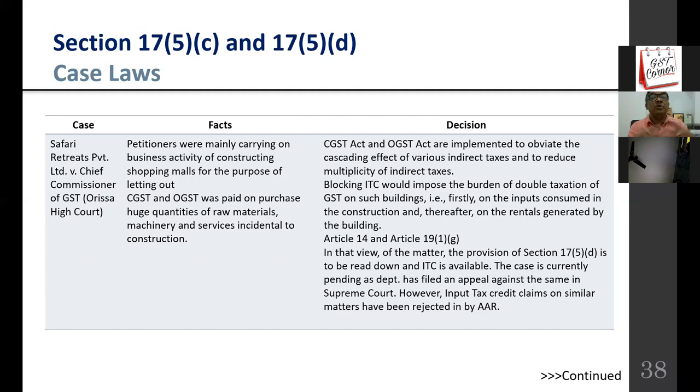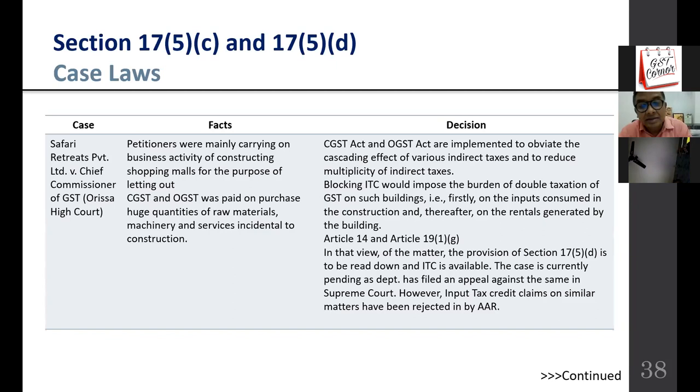Coming to the most important case, Safari Retreats by the Odisha High Court, wherein the provisions of Section 17(5)(d) have been read down. What was the main thing? The main argument put forward was that the cascading effect of indirect taxes was not being removed because of this. Why? Because the builder had to absorb the entire cost, and this entire cost he was recovering from the people to whom he was giving the places on lease or rent. So the blocking of ITC would prove to be a double burden of GST on the builders. They further said that this is also a violation of Article 14 and Article 19(1)(g).